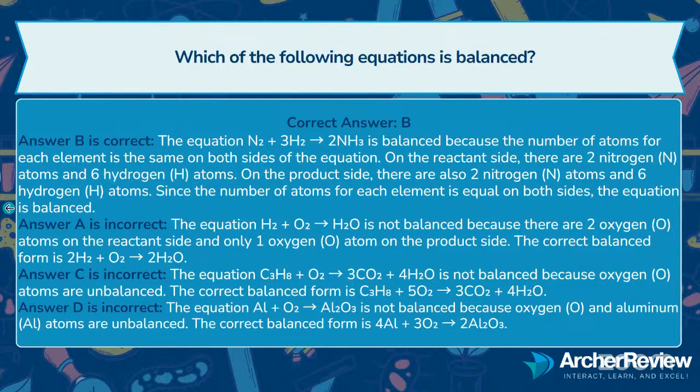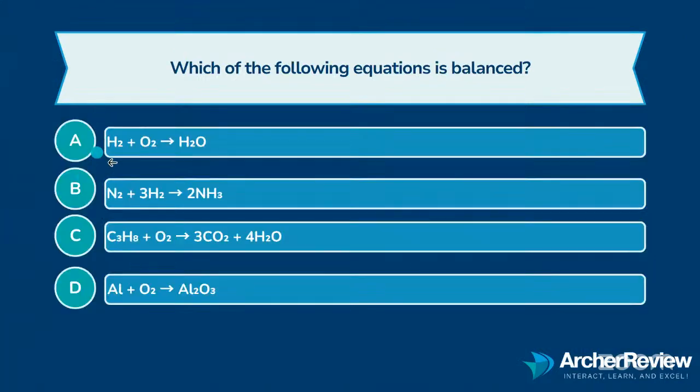So what's wrong with our other ones? Well, let's look back at them. If we look at A, we have 2 hydrogen on our reactants, 2 hydrogen on our product. That's good. But look at our oxygen. We have 2 oxygen on our reactant side, but only 1 oxygen on our product side. Okay, let's take a look at C. We have 3 carbons on our left. We have 3 carbons on our right. So far, so good. We have 8 hydrogens on our left. We have 4 times 2, 8 hydrogens on our right. We have 2 oxygens on our left. Oh, looky here. We have 4 oxygens on our right. That's what's wrong with that one.